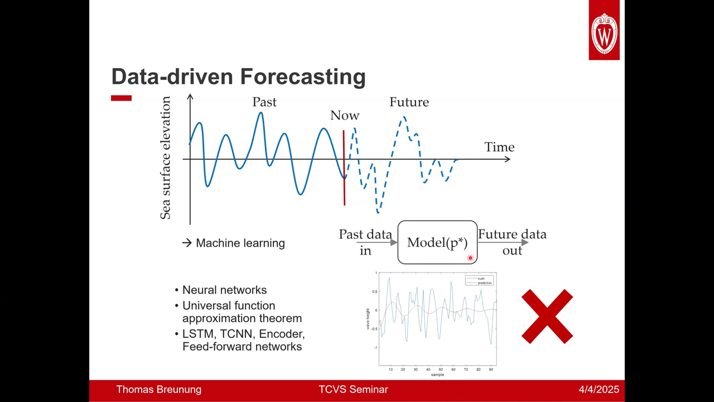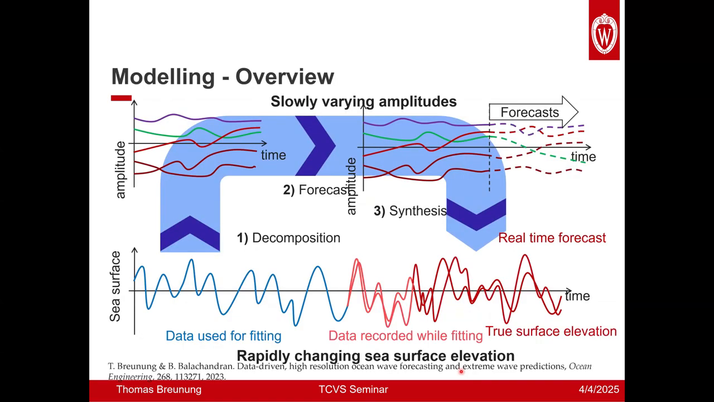So we tried that out with various approaches: LSTMs, convolutional neural networks, transformers, feed-forward networks, and so on. And the story is pretty much the same: the forecast deteriorates very quickly. Here, the red forecast has nothing to do with the actual measured sea surface. So we had to do a little bit more. Instead of going from the past to the future directly with one big neural network, we had to do a little detour. I'm going to talk to you about the first two steps of the detour, the decomposition and the forecasting step, in the next couple of minutes.